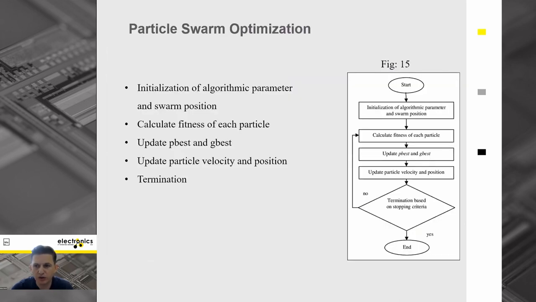Our second algorithm for optimizing the PI controller's KP and KI parameters is particle swarm optimization. The main flow parts of the PSO are shown in the figure. These are initialization of algorithm parameters and swarm position, calculating the fitness of each particle, updating the p-best and g-best, updating the particle velocity and position, and termination.